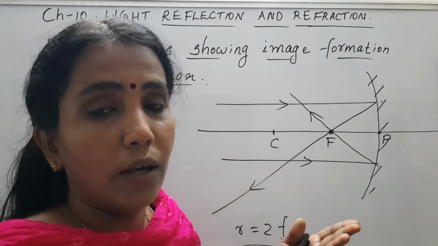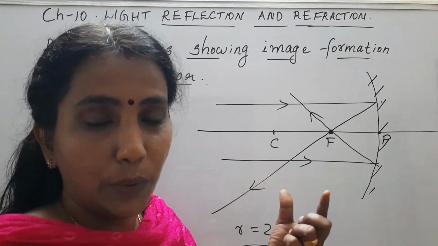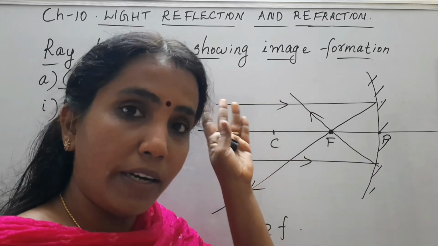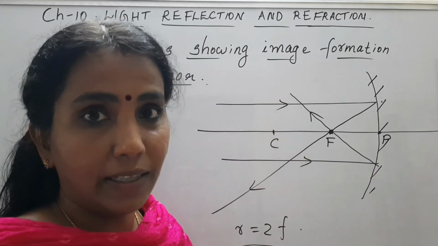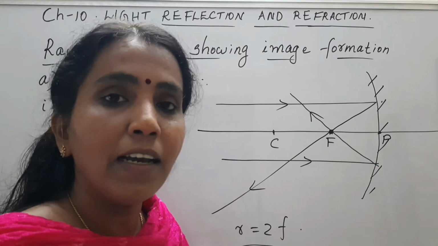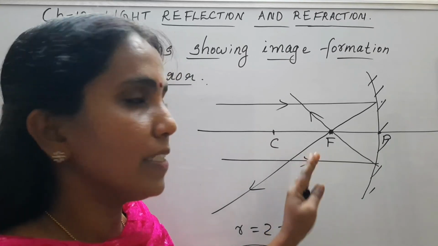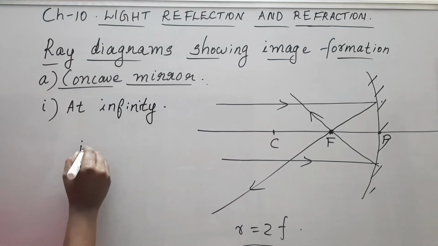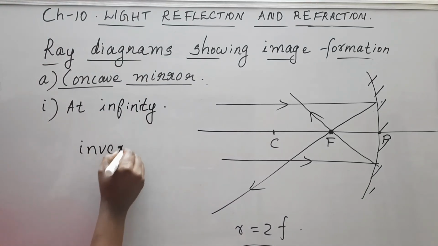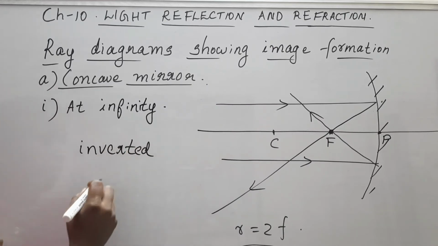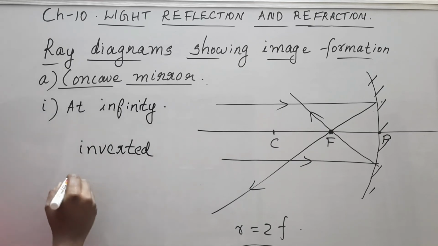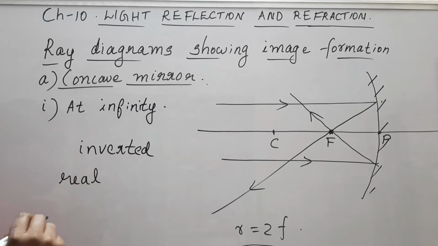When we do this experimentally, that means when you keep the concave mirror in front of an object at a far distance, and you get the image on the screen, you will be getting inverted images. So we can say that the image formed is inverted. So there are some characteristics of the image which you can write from here. First characteristic is the image formed is inverted, and it is real. It is a real image which is formed.